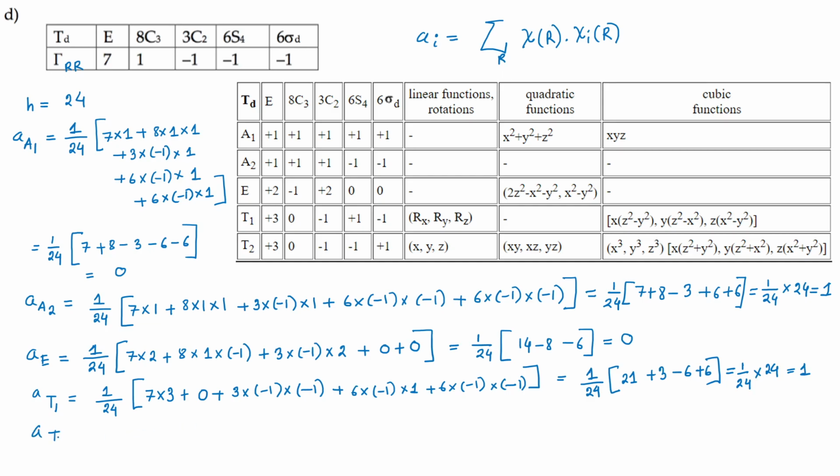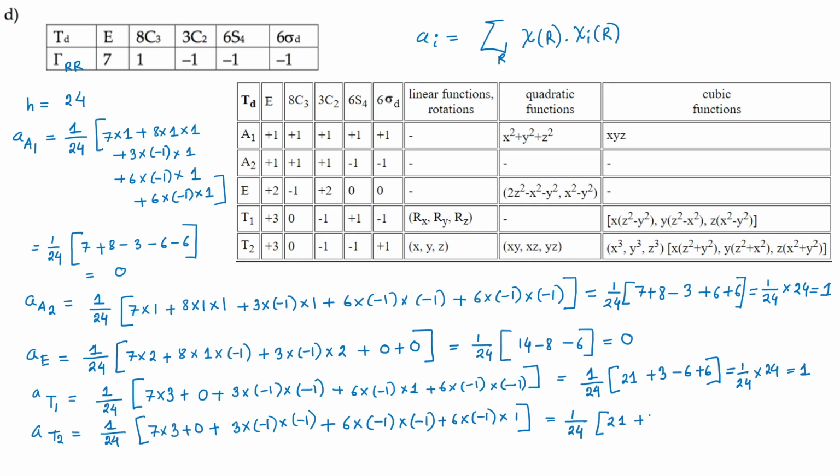What about T2? It is 1 over 24, 7 into 3 again, then 0, then 3 into minus 1 into minus 1, right? Then 6 into minus 1 into minus 1, and here it is actually reverse. It is 1, and it is 1 by 24 into 21 plus 3 plus 6 minus 6. Again, this is same as before.